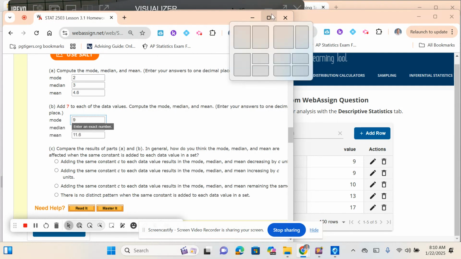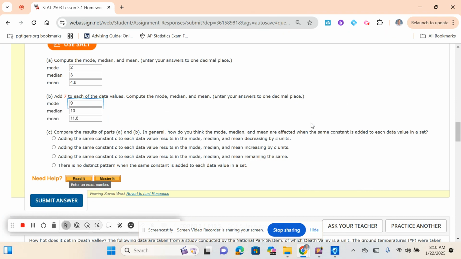What we did is called adding a constant to the distribution. We add a constant. We add the value of 7. So adding a constant to the distribution, what did that do to the mode, median, and mean? What did it do to it? It increased it by C units. So what does that mean? Adding the same constant C. So if I added 7, adding 7 to each of the data values results in the mode, median, and mean increasing by 7 units. Okay.